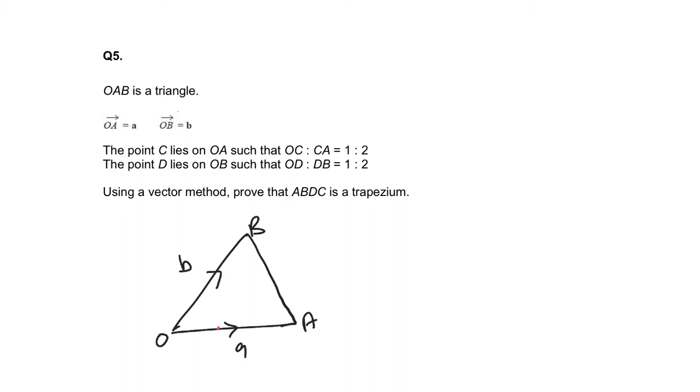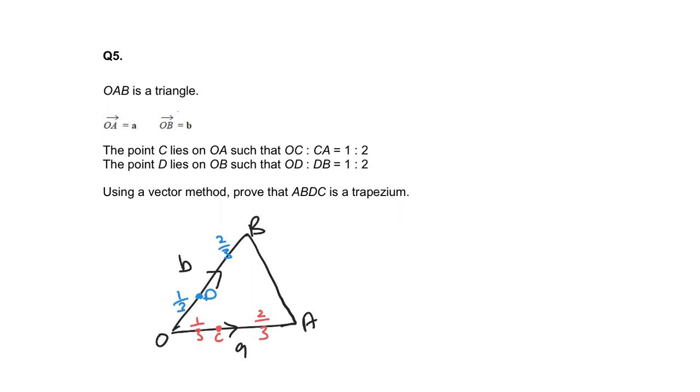the ratio is 1 to 2, so it'd be like this. 1 out of 3, 2 out of 3. And then the point D, so that's C. The point D lies on OB such that, so that would be here, D, so this is 1 out of 3, 2 out of 3. Use a vector method to prove that ABDC is a trapezium.